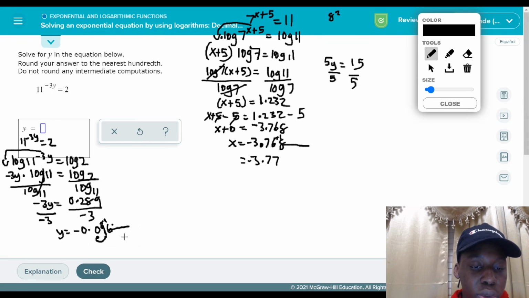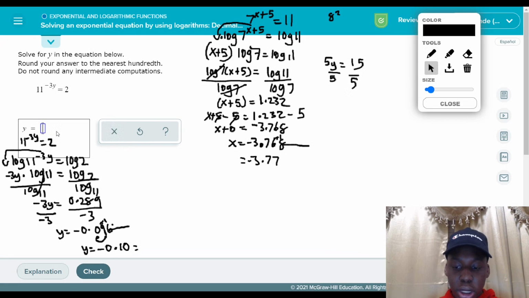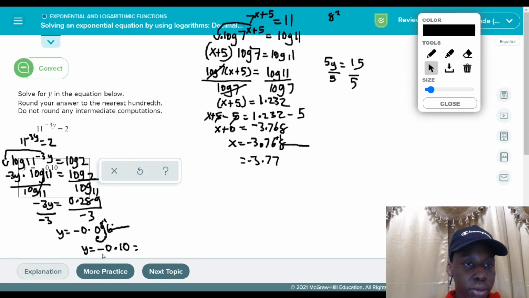So this is going to be y equals minus 0.10. Okay, so we took the 9 plus 1, we took that 1, and then we added it here instead. So this is basically saying 1, 0. So this is the same thing as y equals minus 0.10. So this is rounded to the nearest hundredth. This is minus 0.10. Let's check that out.